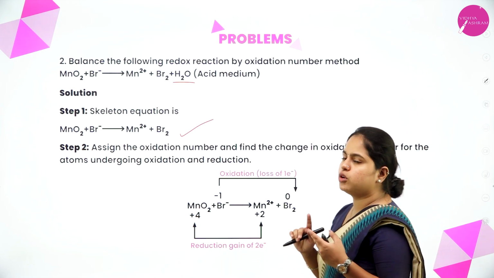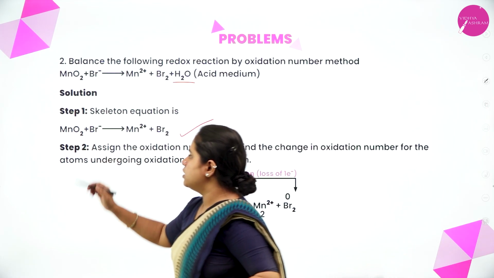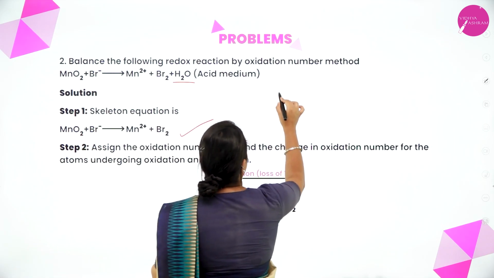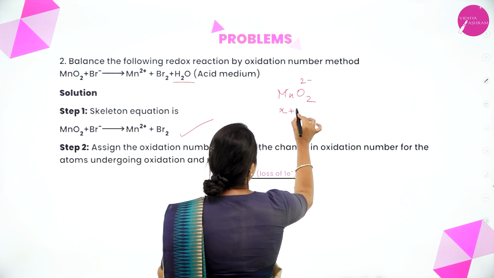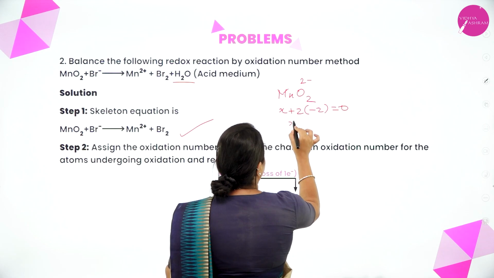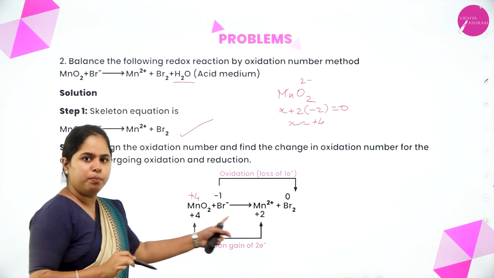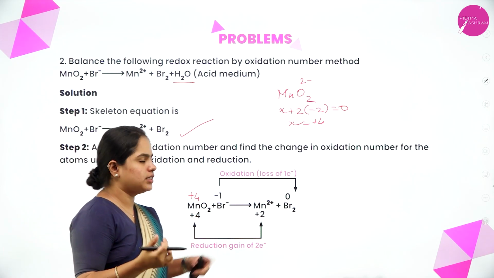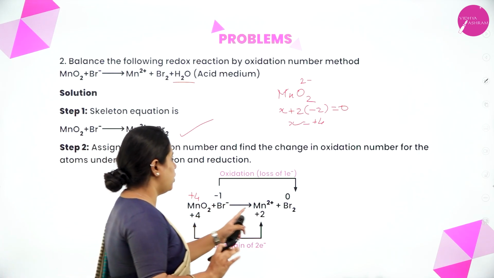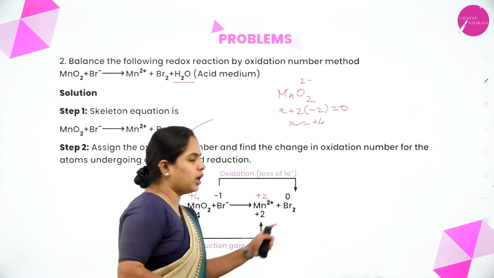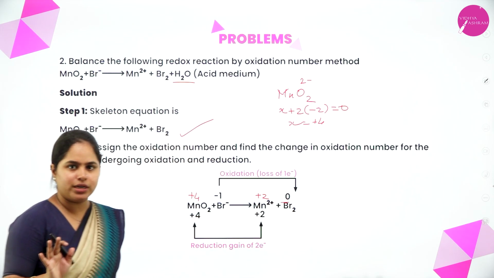Now the second step is we have to assign the oxidation numbers and identify which is undergoing oxidation and reduction. You can see here MnO2. For oxygen it is 2 minus. So X plus 2 into minus 2 is equal to 0. X will be equal to plus 4. So for manganese it is plus 4. Br minus, of course, minus 1. Whatever is the charge on the charged species, that charge will itself be the oxidation number. Now Mn2 plus will be plus 2, and Br2, bromine in its elementary state, will be 0.